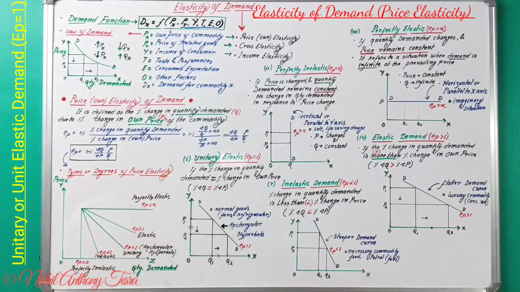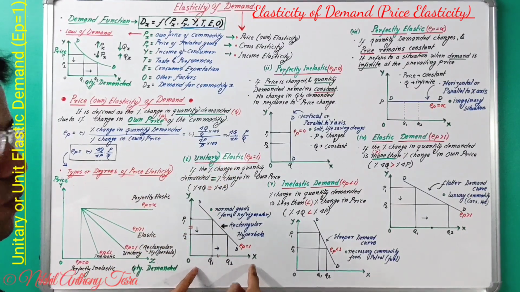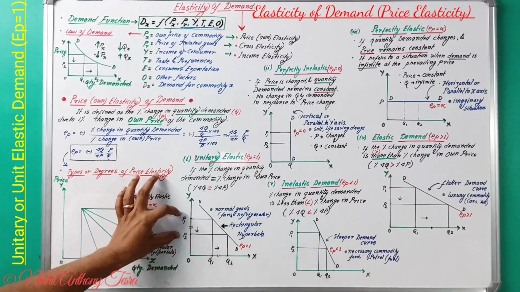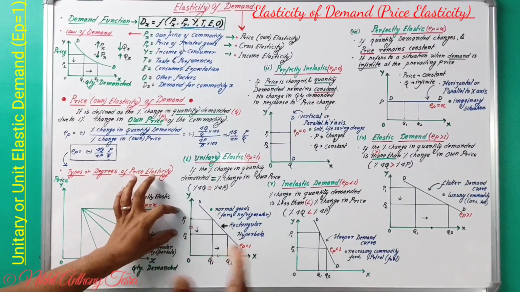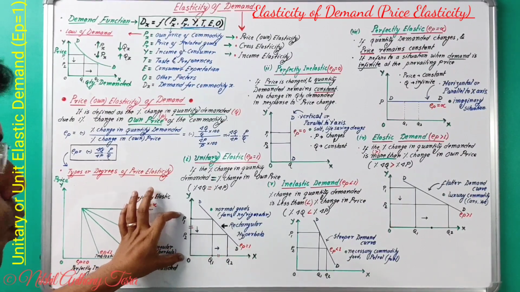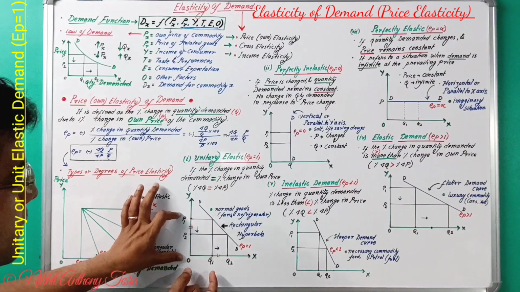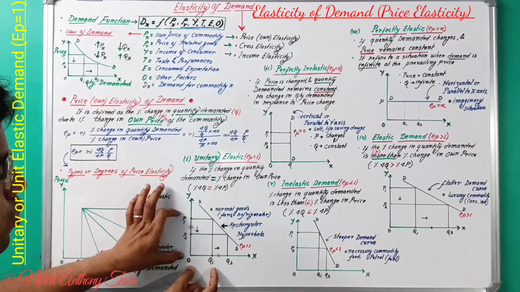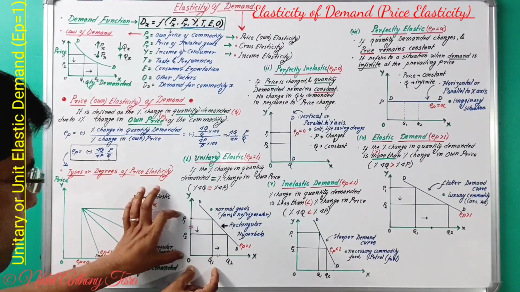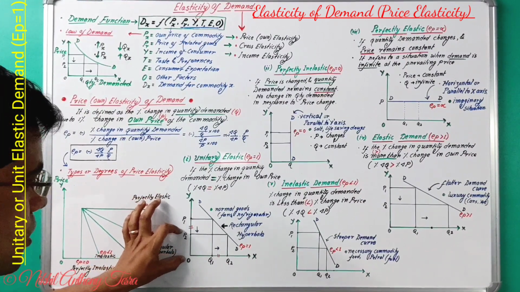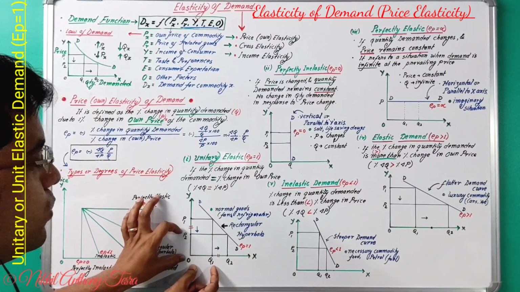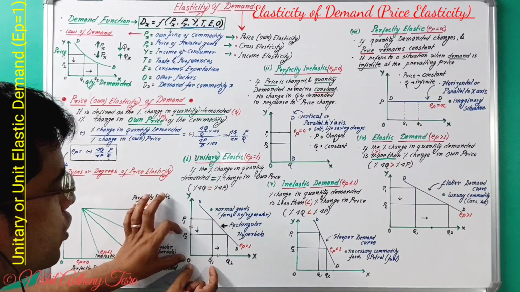Now EP equals 1 is what? On this side we are measuring quantity demanded, and on this side price. Now friends, if you check it across, the change in price is equal to the change in quantity demanded. Suppose the initial price was OP1, and at that time the quantity demanded was OQ1. Now price reduces from OP1 to OP2. Then what will happen? The quantity demanded will increase from OQ1 to OQ2.